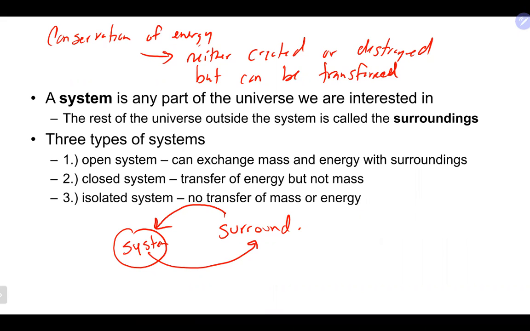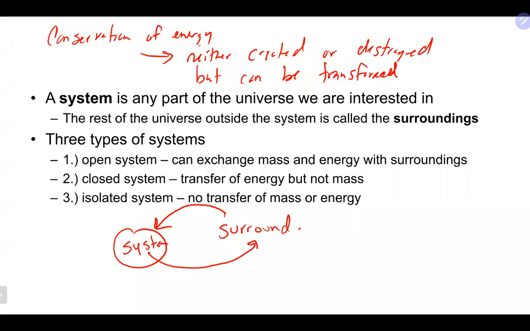There are three types of systems that we oftentimes deal with. An open system can exchange mass and energy with the surroundings. A closed system can transfer energy, but not mass. And an isolated system has really no transfer of mass or energy. Most of the time in our labs, it's more of an open system. We could transfer mass, we can put stuff in and out of the test tube. If we hold the test tube, maybe it gets hot, maybe it gets cold. So there's that transfer of energy that's occurring.